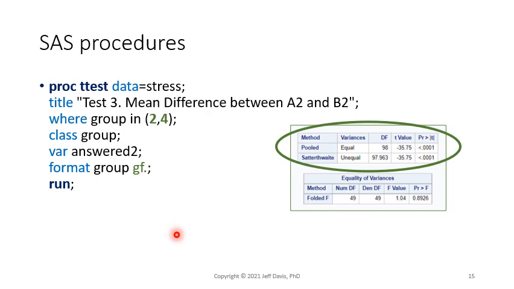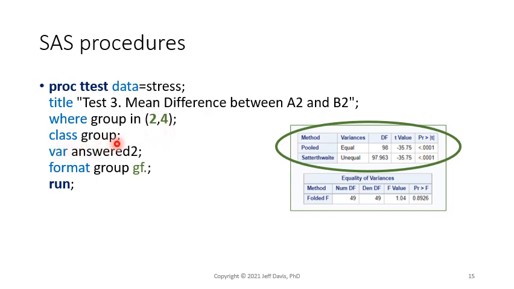All right. So this is the third and final test. Here we're looking at another independent samples t-test. So the title, test 3, mean difference between A2 and B2. So group A at time 2 and group B at time 2. We're comparing those two groups. So here we tell SAS that we want it to focus only on those two groups. So compare group equal 2 and group equal 4.